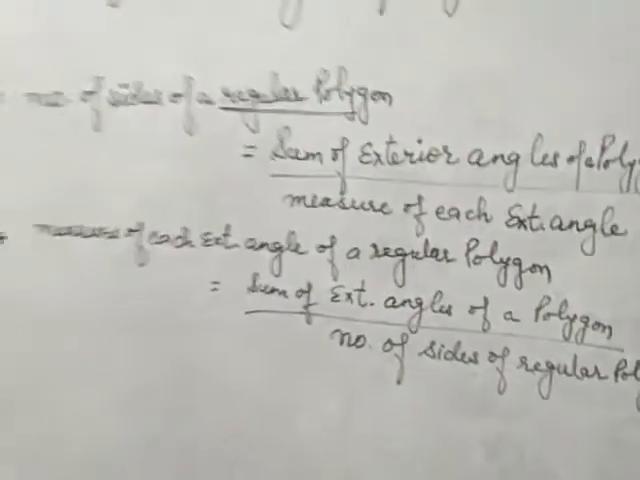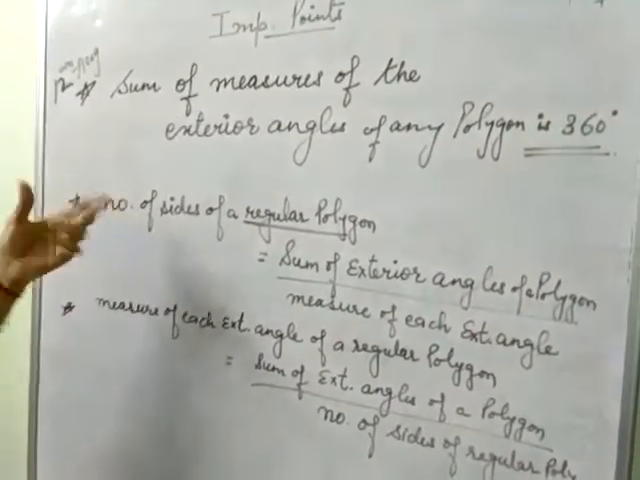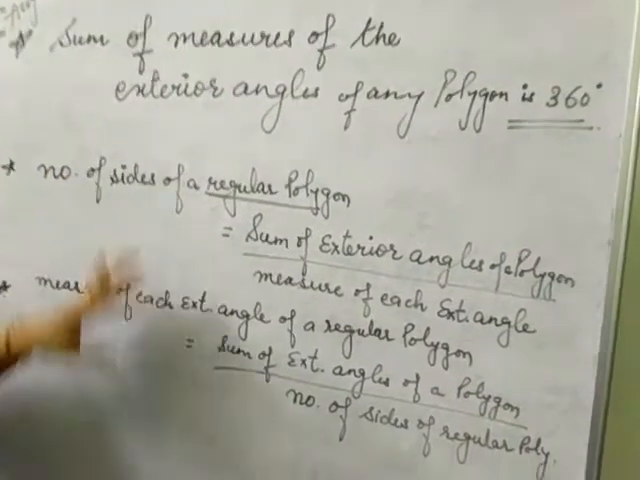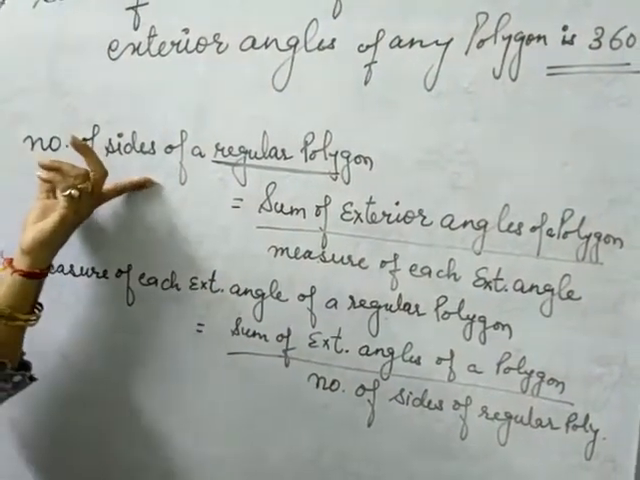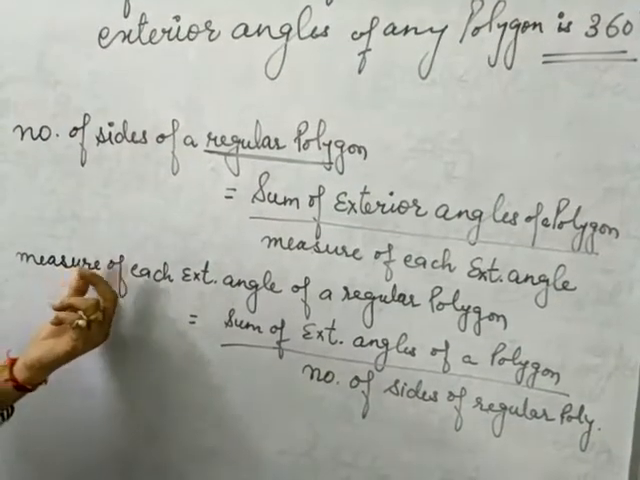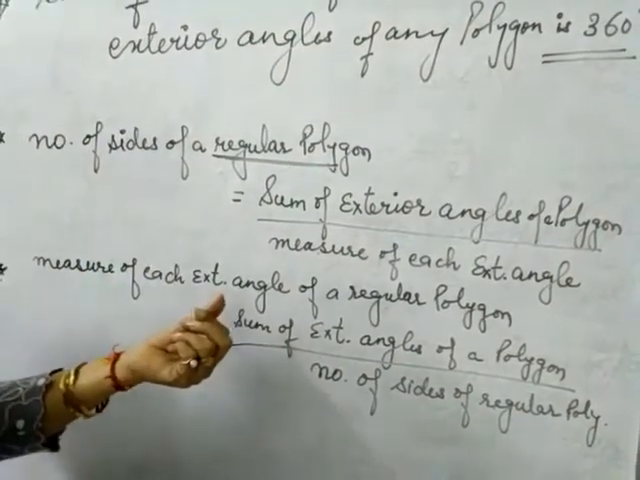Beta, now I am making you learn these two formulas. Number of sides, both these formulas are for a regular polygon. How to calculate the number of sides or how to calculate the measure of each exterior angle.